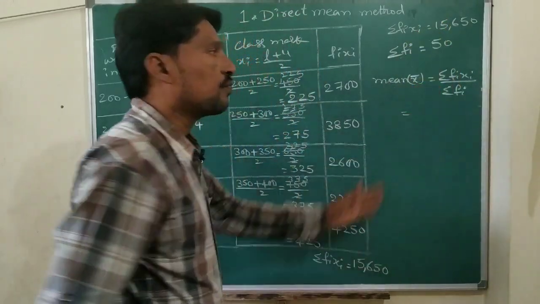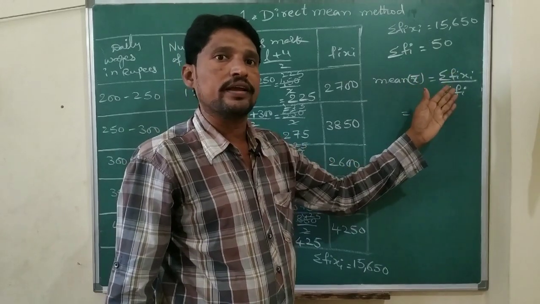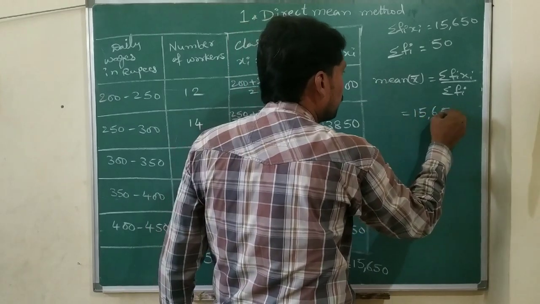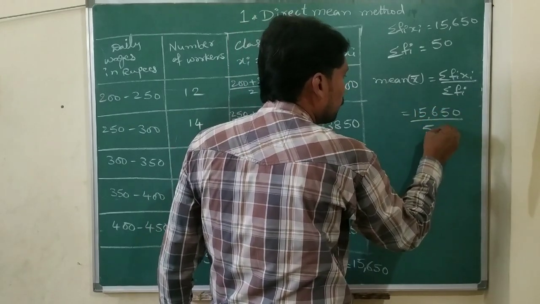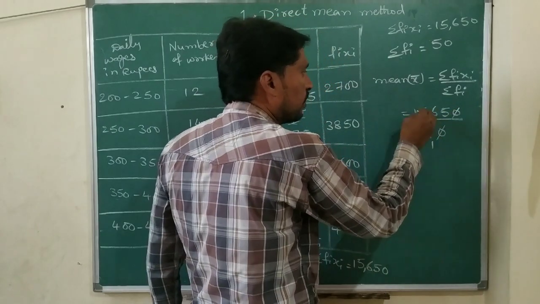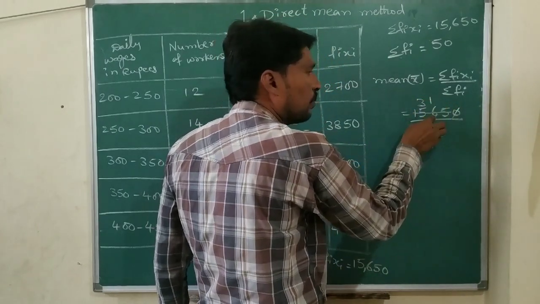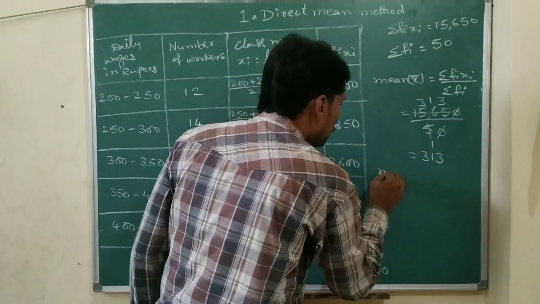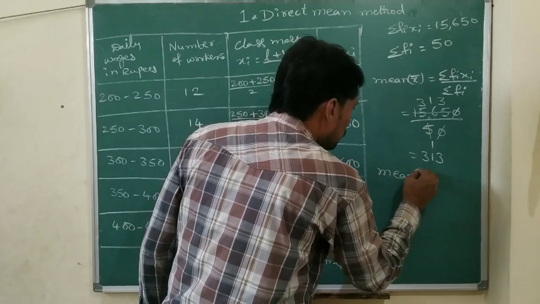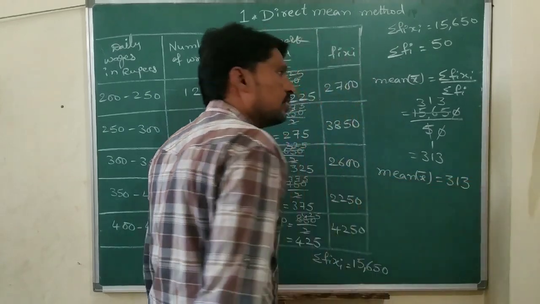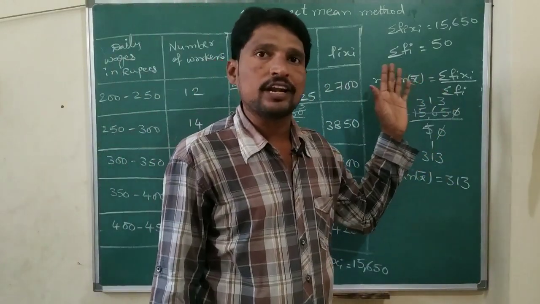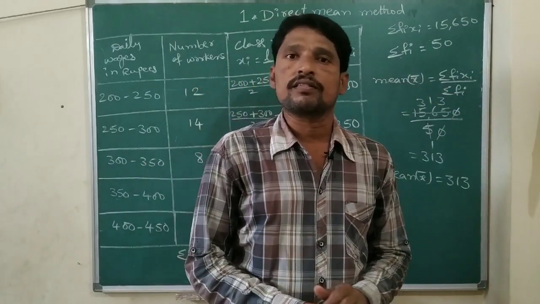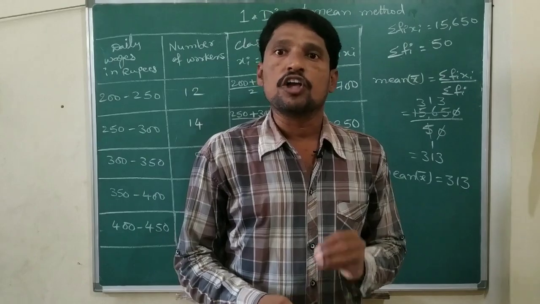Now we have to apply this in the formula. Mean x bar equals sigma fi xi by sigma fi. Sigma fi xi is 15,650 and sigma fi value is 50. The zeros get cancelled, and 1565 by 5 gives 313. So in the direct mean method, mean x bar equals 313. This is the direct mean. In the direct mean we used the formula sigma fi xi by sigma fi. Next we will discuss the next method, that is assumed mean method.